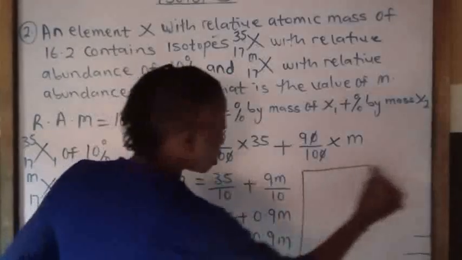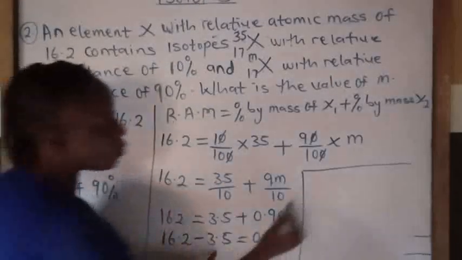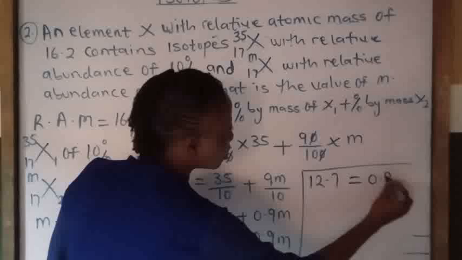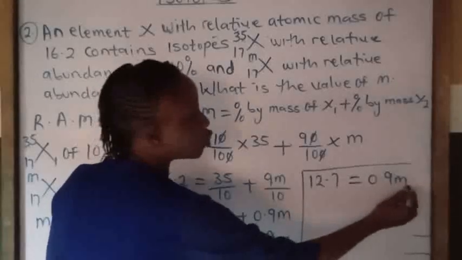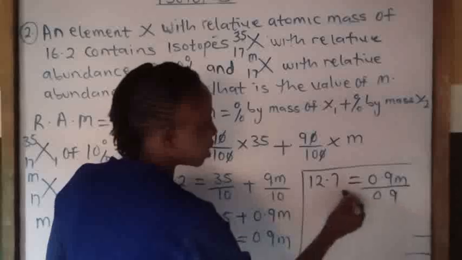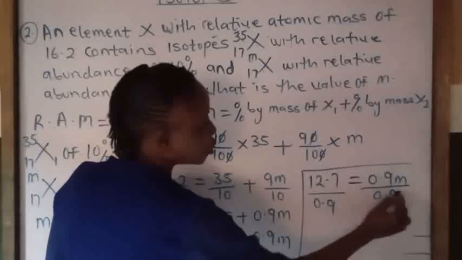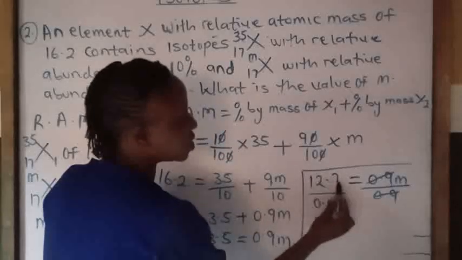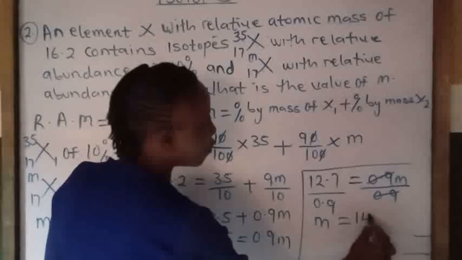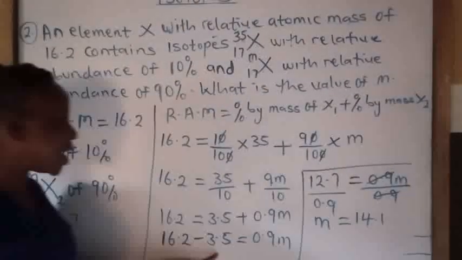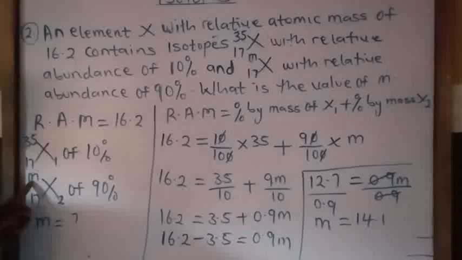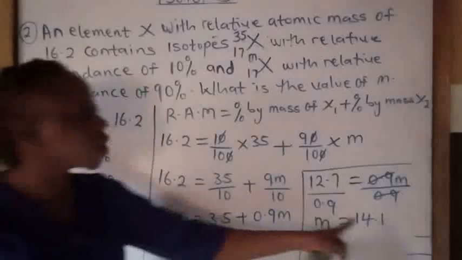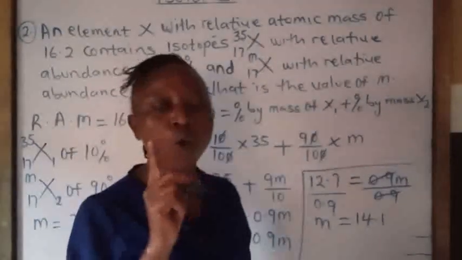So therefore, 16.2 minus 3.5 will give us 12.7. So 12.7 equals 0.9 m. We are looking for the value of m, so you divide both sides by 0.9. So 0.9 will cancel 0.9. Our m will now be equal to 12.7 divided by 0.9, which gives 14.1. So the value of m, that is the atomic mass or the mass number of the second element, is 14.1. So let's solve one more question on this topic.